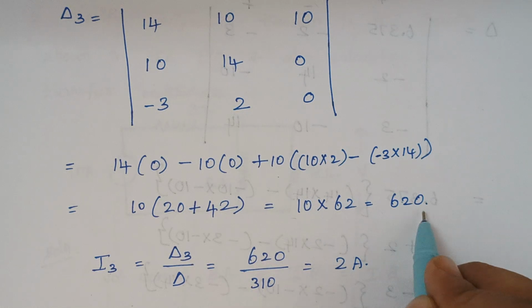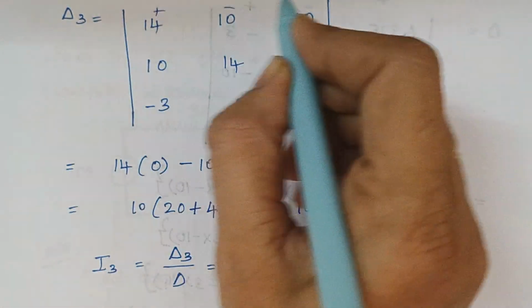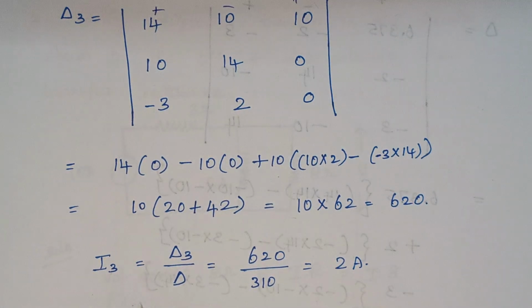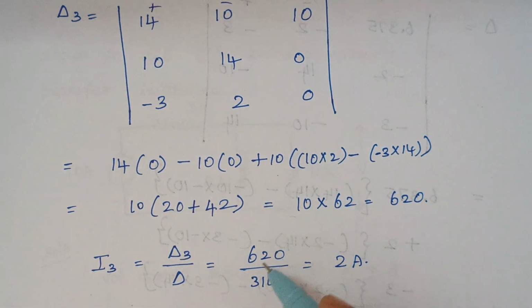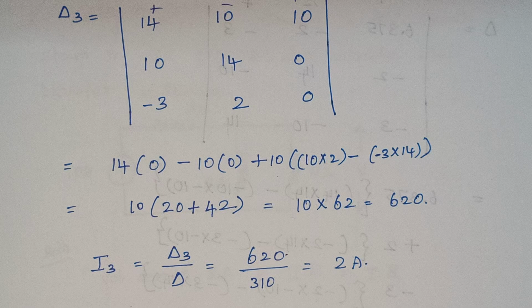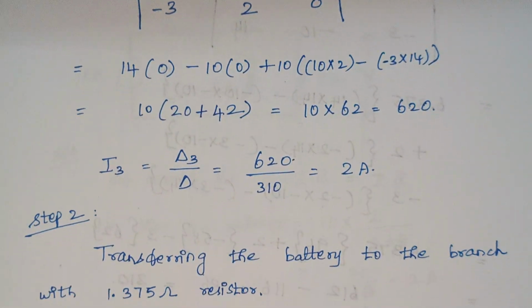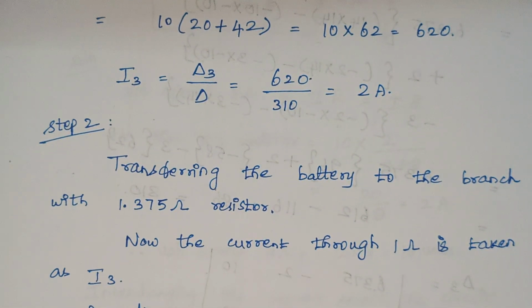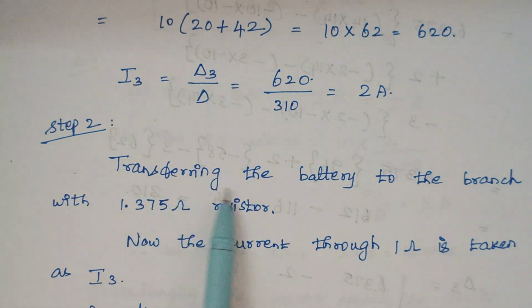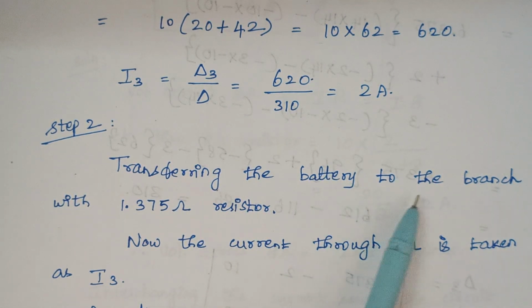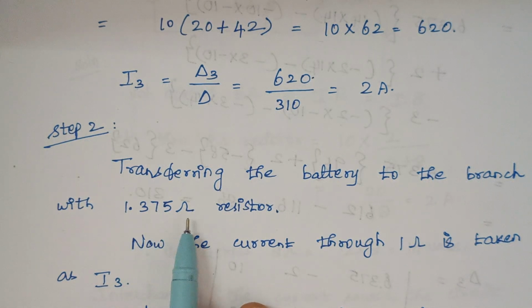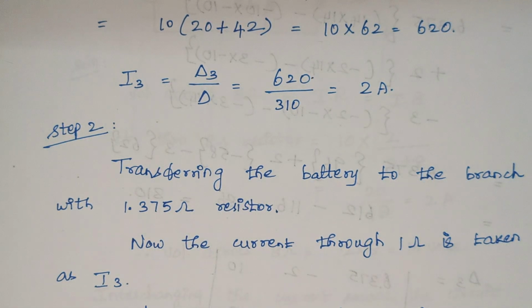It is 620. Again by the same way, right? Plus, minus and plus. And I3 is nothing but del 3 by del, which is nothing but 620 by 310, that gives 2 amps, right? So now the step 1 is over. Now we are going to proceed with the step 2. So now we are going to transfer our voltage source, right? You see, now transferring the battery or voltage to the branch with 1.375 ohm resistor, right?